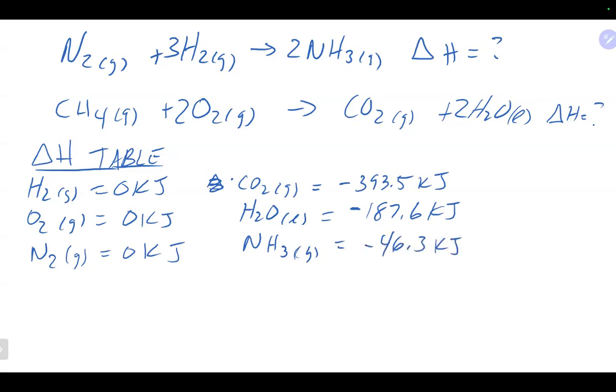All right, so take a couple minutes for each of those reactions. Calculate the delta H for the reaction by the coefficients, products minus reactants. Let's see what you come up with. I'll do it as well. Hopefully we'll get the same spot.